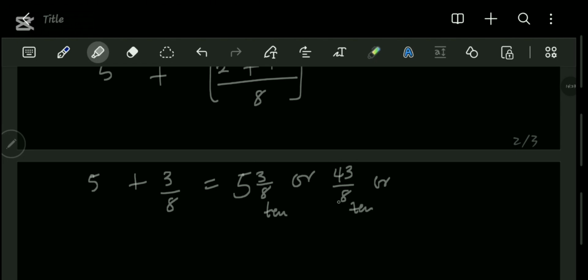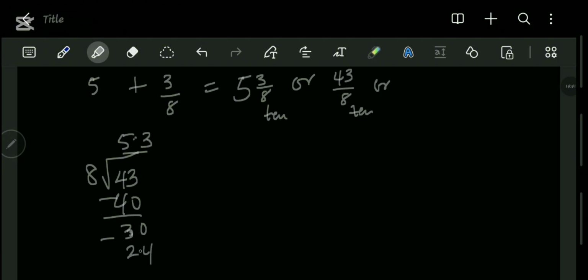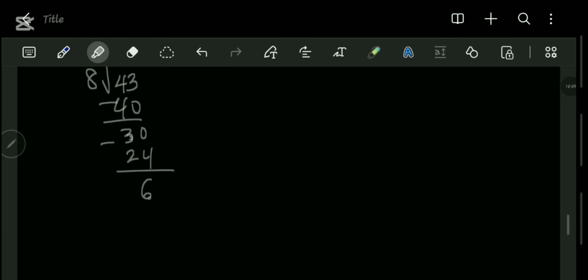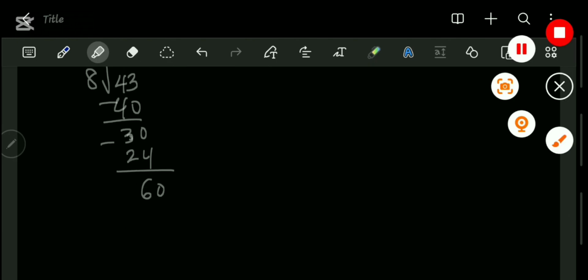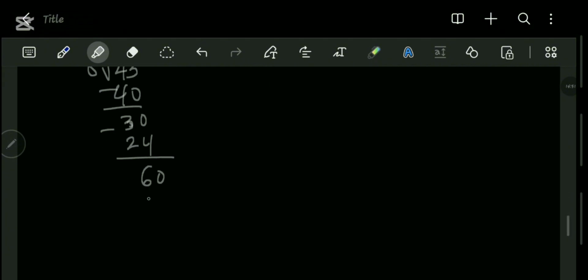So I'm using this to get my answer in decimal. So divide that by 8. 8 goes there 5 times. 8 times 5 is 40, subtract you have 3. Add your point and add 0. 8 there is 3. 8 times 3 is 24. Subtract you have 6. Add point. So when 8 goes in 60, that's 7. And 8 times 7 is 56. When you subtract this, you have 4.